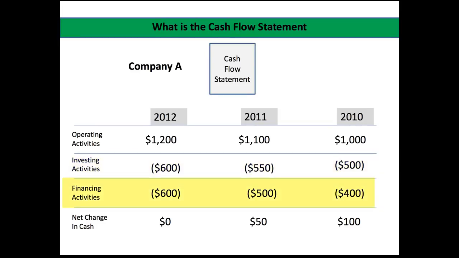Now, as we look at the third line, which is the financing activities, it's also a negative number. It's $400, $500, and then $600. This is also a good thing, because this means Company A is paying off its debt. In 2010, it paid off $400 of its debt, and it had $100 remaining after that year. Then as we look at 2011, they paid off another $500 of debt. That's good. If this number was positive, that means the company would be taking on debt.